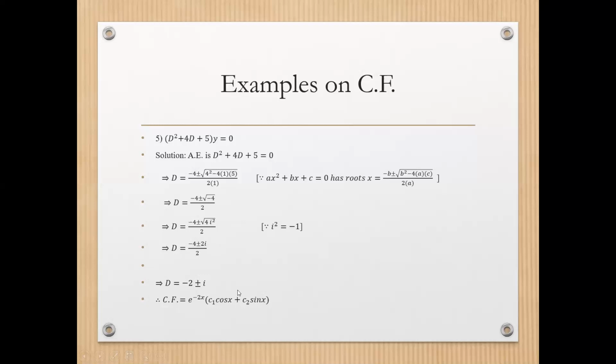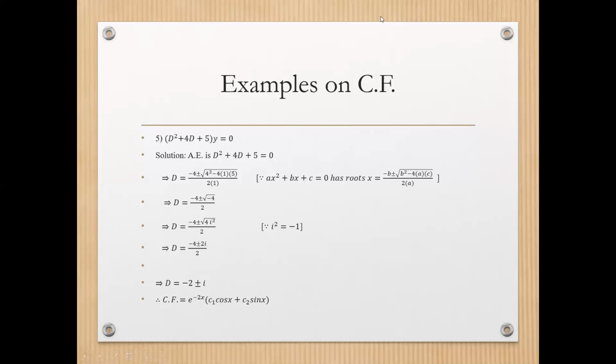This is a complex conjugate root. Alpha is -2, because alpha is the real part of the complex conjugate α ± iβ, and beta is 1. So we get the complementary function as e^(-2x)(c1 cos βx + c2 sin βx). Beta is the imaginary part of this complex number, which is 1. So we get c1 cos x + c2 sin x.